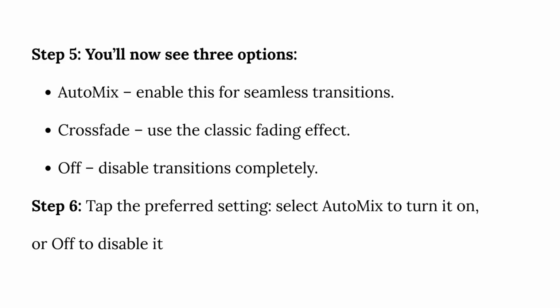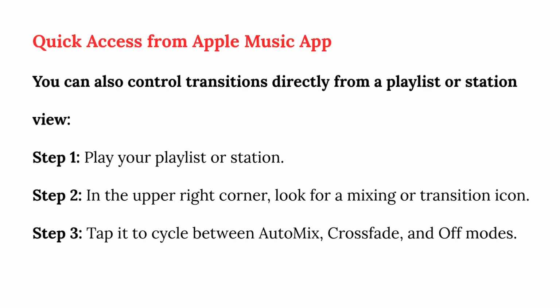Step 6. Tap the preferred setting. Select AutoMIX to turn it on or off to disable it. Quick access from Apple Music app. You can also control transitions directly from a playlist or station view.